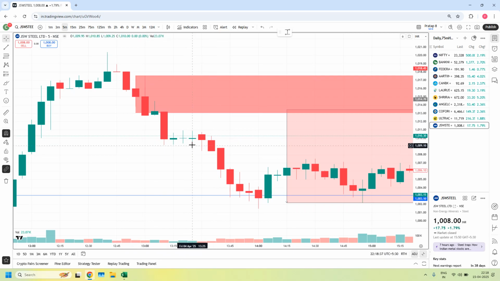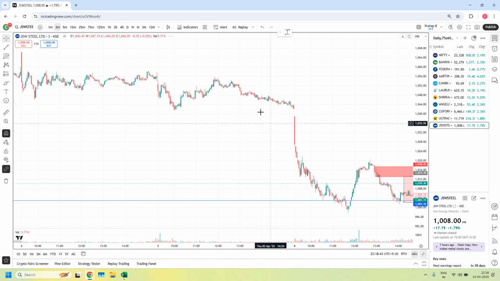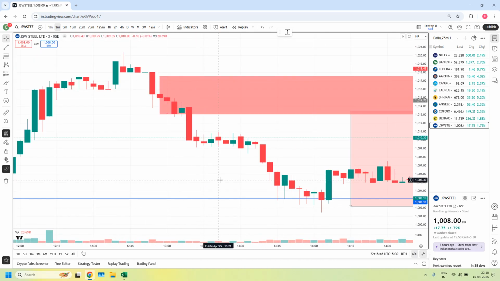So what I did to get better clarity, I moved to the 3 minute time frame here. So I want to see exactly what the price structure is. In the 3 minute structure, the clarity is very clear. So let me delete and I will draw again.